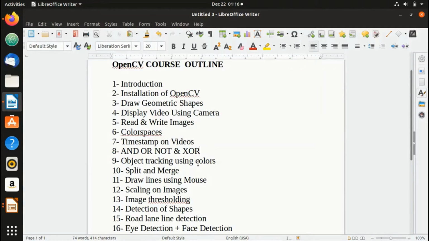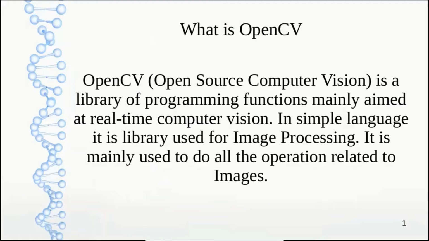The idea is that if you talk about OpenCV, the first topic is introduction. It is very important. So the question is, what is OpenCV? OpenCV, which stands for Open Source Computer Vision, is a library of programming functions mainly aimed at real-time computer vision. In simple language, it is a library that is used for image processing. It is mainly used to do all the operations related to images.